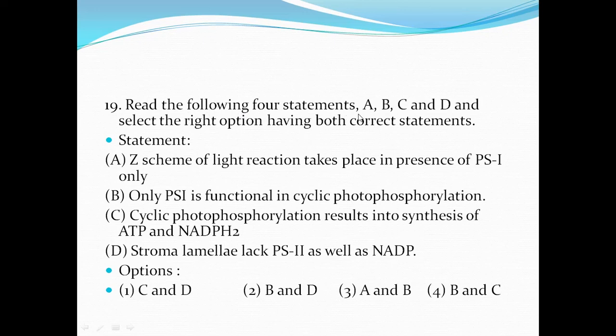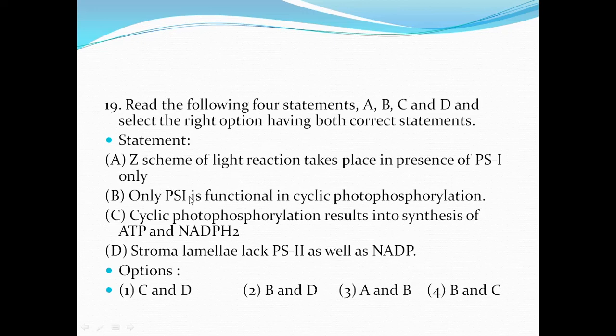Read the following four statements A, B, C, D and select the right option having correct statements. Now these are the statements. Z scheme, that is nothing but non-cyclic photophosphorylation. Z scheme of light reaction takes place in the presence of PS1 only. You know very well that Z scheme is non-cyclic photophosphorylation, and in non-cyclic photophosphorylation both photosystem 1 and 2 are involved. So this statement is incorrect.